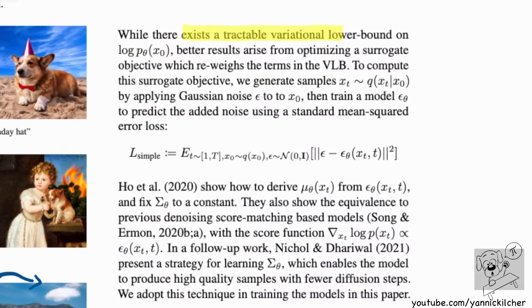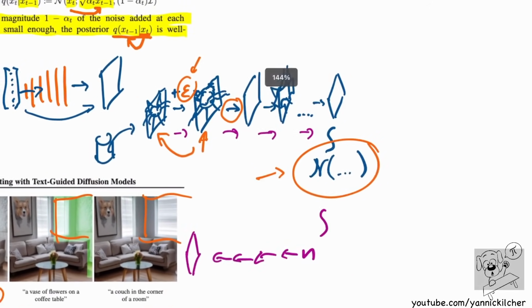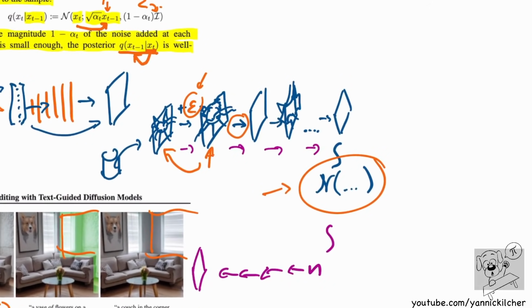So they say, while there exists a tractable variational lower bound, better results arise from optimizing a surrogate objective, which reweighs the term in the variational lower bound. So the loss we're going to optimize right here is during training. If you can see right here, during training, we train the neural network to reconstruct one of these steps, right? Each sample in training is going to be some image xt minus 1 and some image xt, and we're going to train the neural network to predict xt minus 1 from xt, or the variational sort of distribution of that. So this is a training sample.